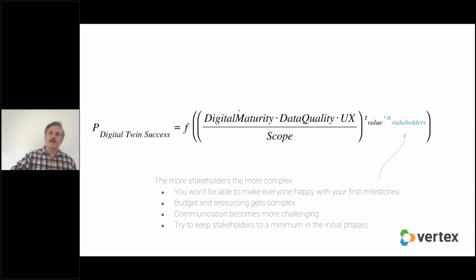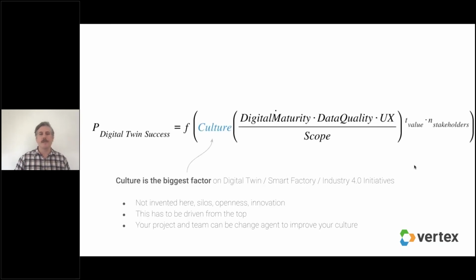So, I look at all these factors, but at the end of the day, the biggest looming factor out there really is culture. If there's any one thing that you can really put a number on, it's the willingness to adopt and innovate and try new things within the organization. I used to say that this has to be driven from the top. I think you can do your best on the project or team to be that change agent, and maybe your digital twin project could be that change agent.